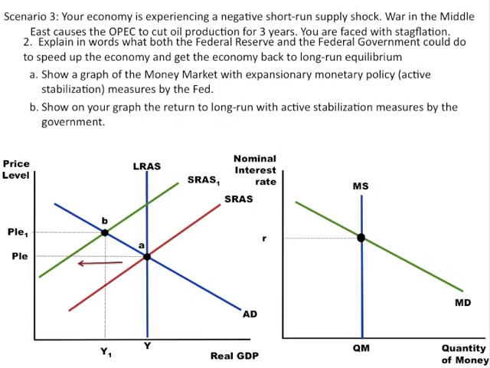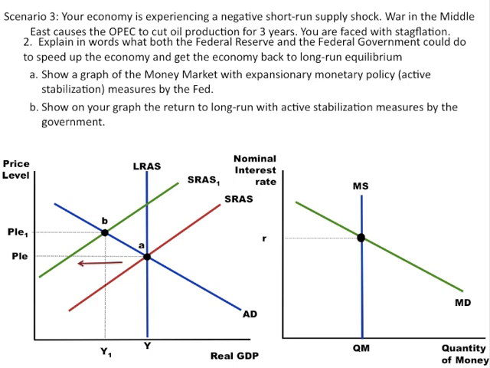Now, let's say that our economy has experienced a short-run supply shock for a couple of years, and the federal government and the Federal Reserve decide we need to get back to long run. We've been in this stagflating economy for several years. Let's get us back to long run. All right, so what is the Fed going to do to get us back to long run? Well, they cannot affect the short-run aggregate supply, but they can affect the aggregate demand curve.